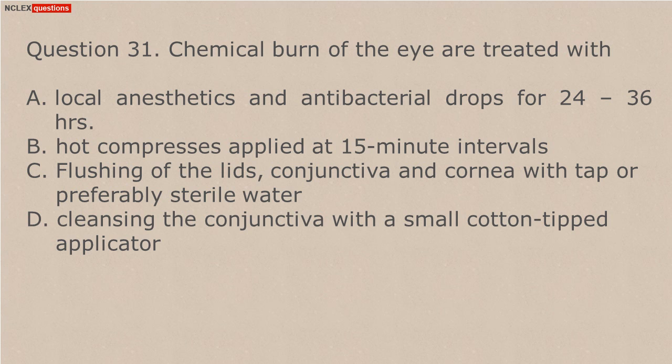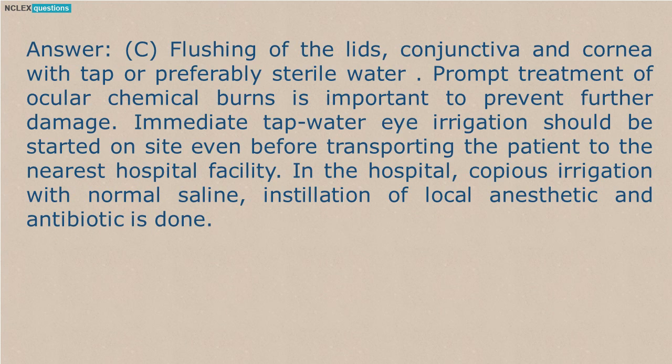Answer: C. Flushing of the lids, conjunctiva and cornea with tap or preferably sterile water. Prompt treatment of ocular chemical burns is important to prevent further damage. Immediate tap water irrigation should be started on site even before transporting the patient to the nearest hospital facility. In the hospital, copious irrigation with normal saline, instillation of local anesthetic and antibiotic is done.